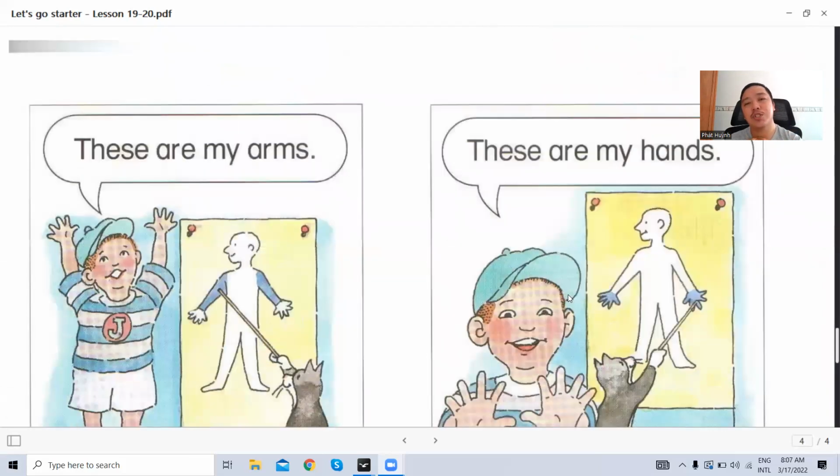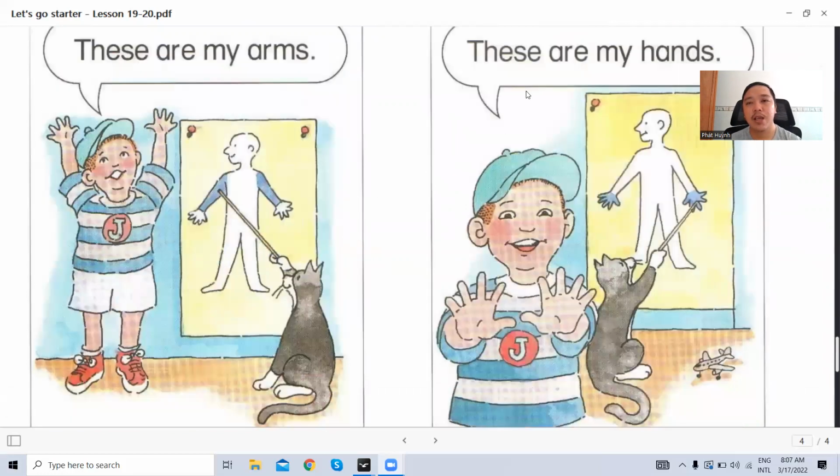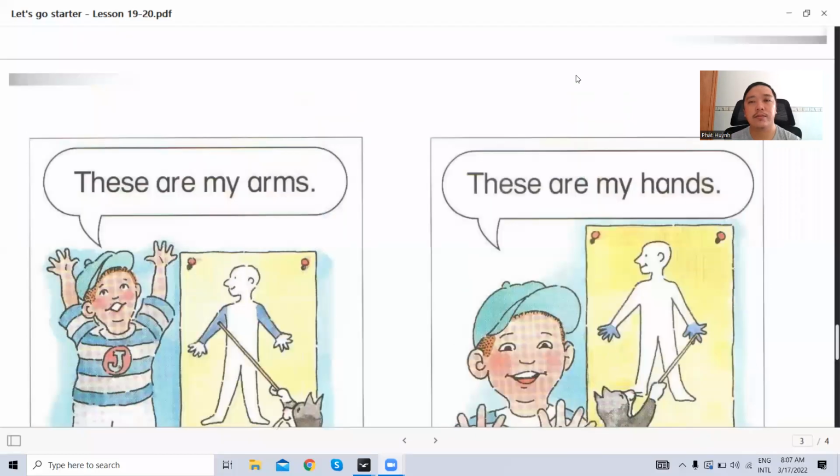Okay, now we move to the second box. Today we are going to learn about how to introduce our body parts. Rồi chúng ta vẫn tiếp tục học và giới thiệu các bộ phận cơ thể của chúng ta. Như tiết 19 vậy.